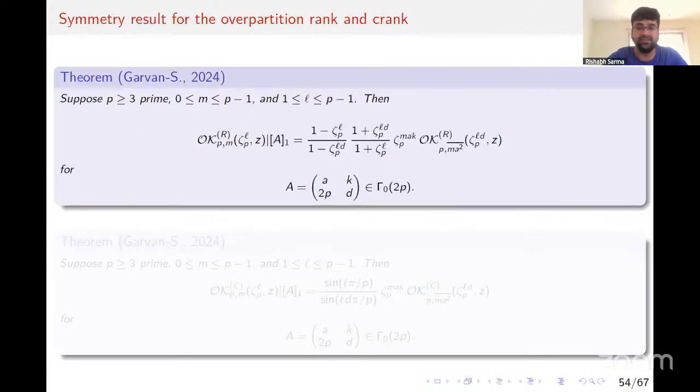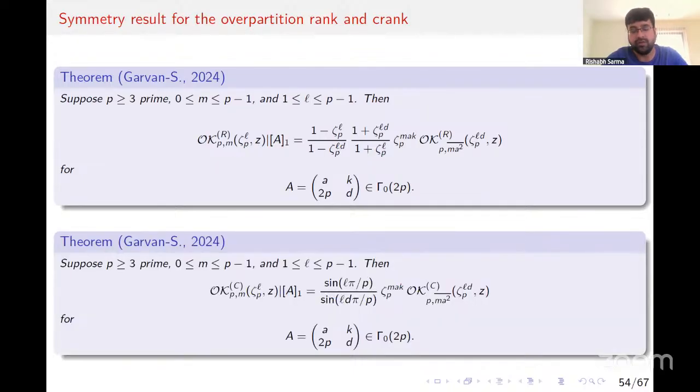And here is the symmetry result for the overpartition rank, where we see that the action of the congruence subgroup Gamma naught of 2p this time on an element of the dissection gives a different element of the dissection, once again preserving this quadratic residue nature in the same way. And we have the following roots of unity out front. Here is the analogous symmetry result for the first residual crank of overpartitions, which is the most natural crank that you can find. This was defined by Lovejoy, Osburn, and Bringmann in a paper somewhere around 2010.